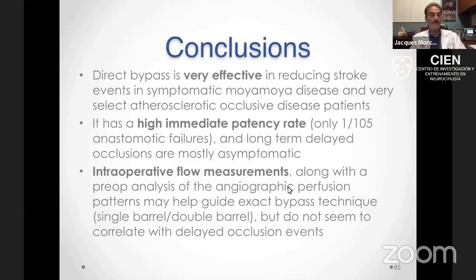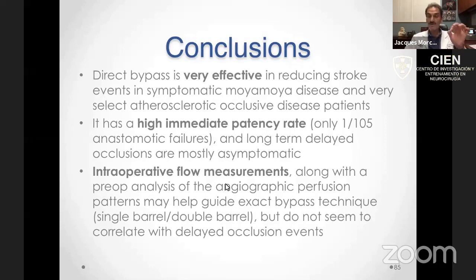Conclusions for the ischemia part of the talk, and I'm going to have to really go fast for the aneurysm part of the talk, is that it's very effective in reducing stroke risks in symptomatic Moyamoya disease and very select atherosclerotic occlusive disease patients. I was able to keep a bypass patent in the OR 104 out of 105 times. So it has a high immediate patency rate. When they occlude later, they're usually asymptomatic.